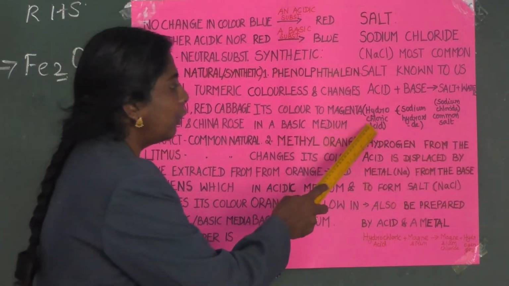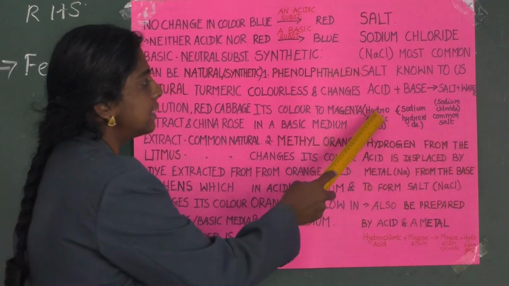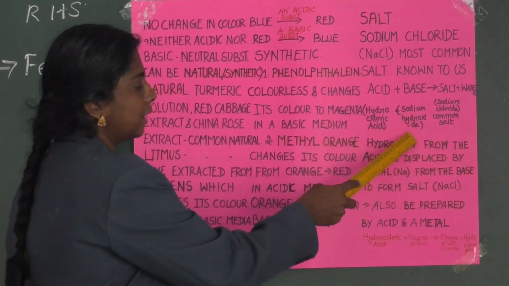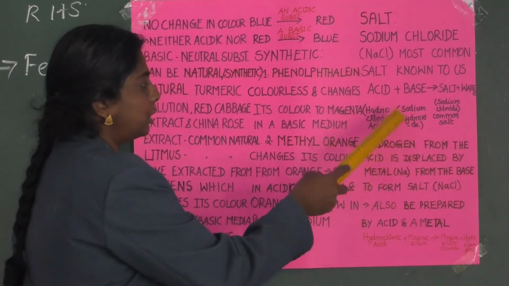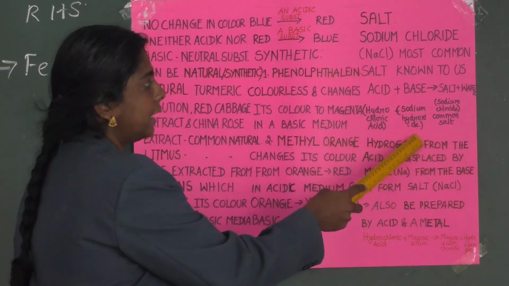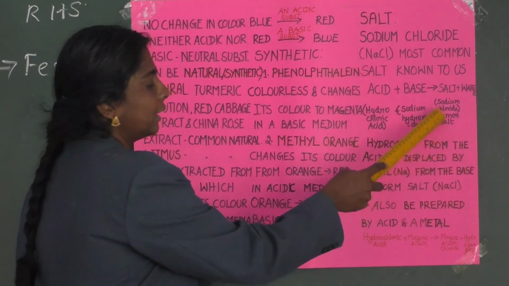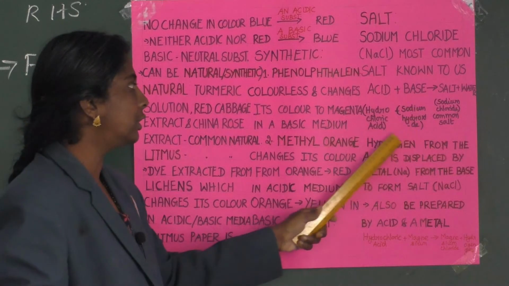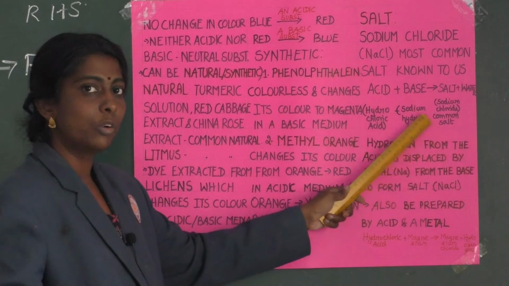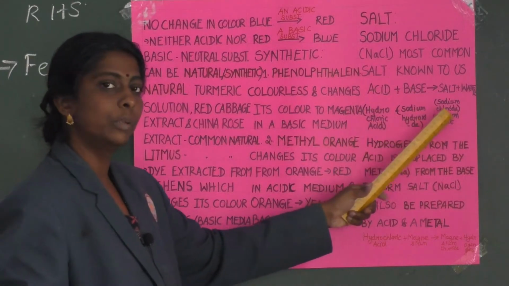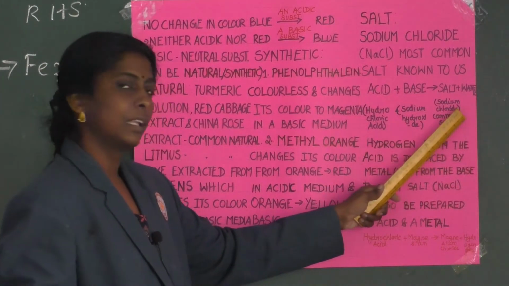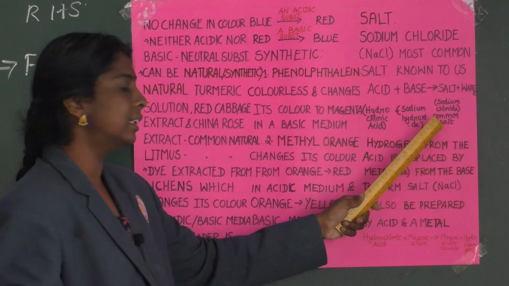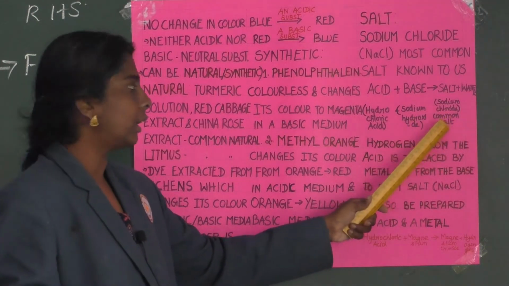Here we are using hydrochloric acid along with sodium hydroxide as a base. With the mixture of these two, hydrochloric acid and sodium hydroxide, we get sodium chloride, that is the common salt, along with water. This is how in the laboratory they prepare salt. Once again, hydrochloric acid plus sodium hydroxide gives you sodium chloride, that is common salt, along with water.